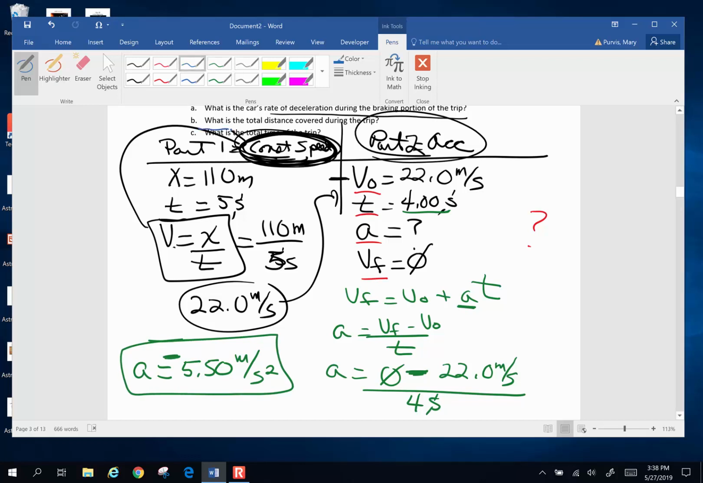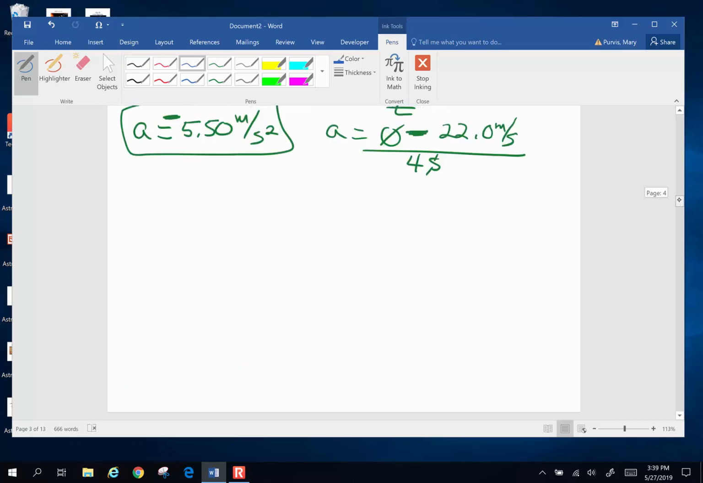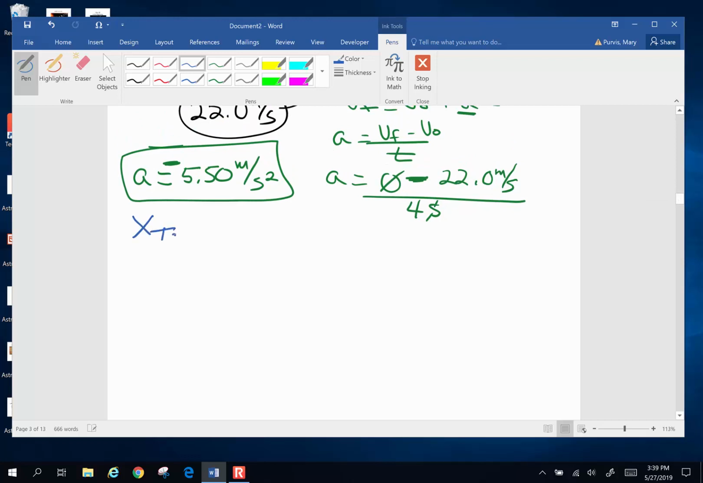Part B, what is the total distance covered during the entire trip? Okay, the entire distance covered during the entire trip. Well, in part 1, it was 110 meters. We have to find out what it is in part 2, and we have to add the two together. So distance total is going to be distance in part 1 plus distance in part 2. So how am I going to find distance in part 2? Well, I think I'm going to use this equation. I think I'm going to use displacement is VF plus VO divided by 2 times time.